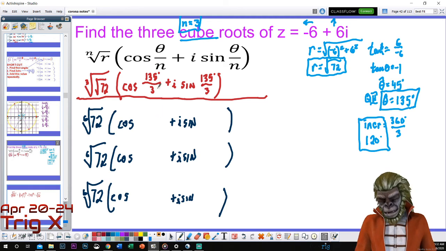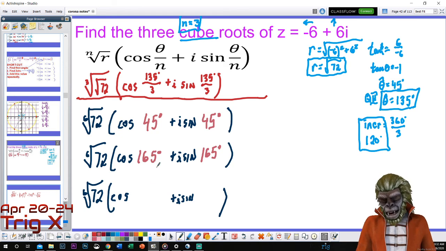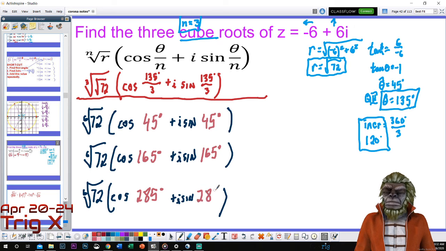All right, my original angle was 135 divided by 3. Looking at my calculator, it says 45. After that, I'm going to take my 45 and add my increment to it. So that's going to be 45 plus 120. That gives me 165. And then 165 plus another 120 is going to give me 285. So those are the answers in trig form.